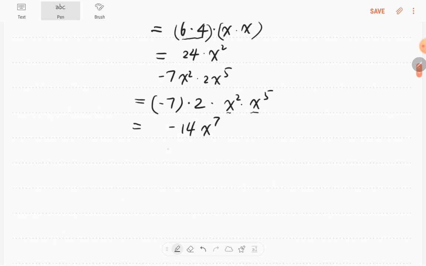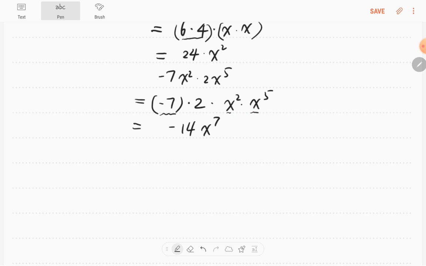Okay, so for the monomial, the multiplication is very easy. We just use the commutative rule to change the order. Then we can use constant times constant, then the remaining part, put them together.